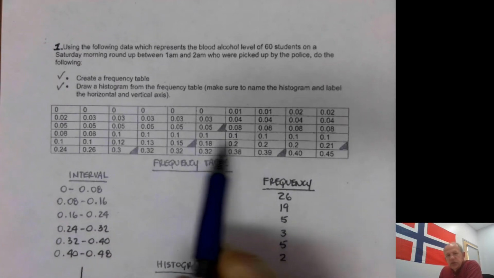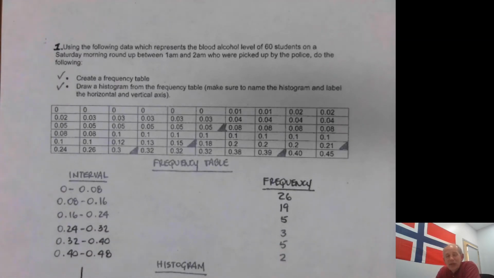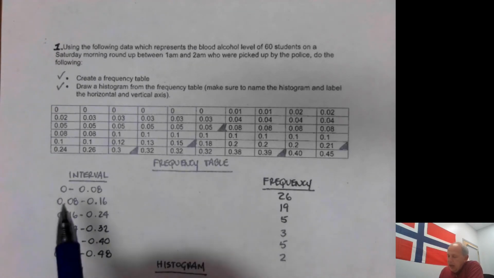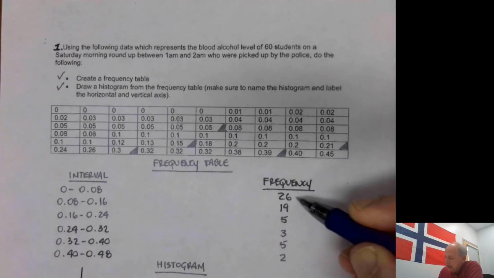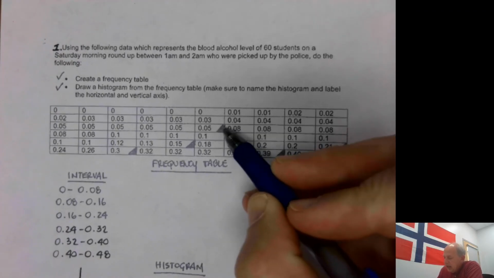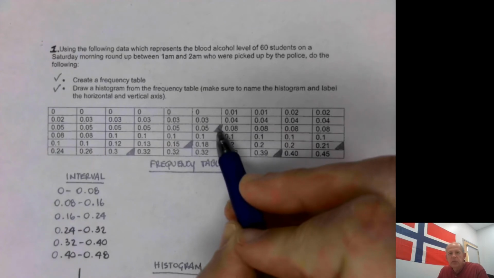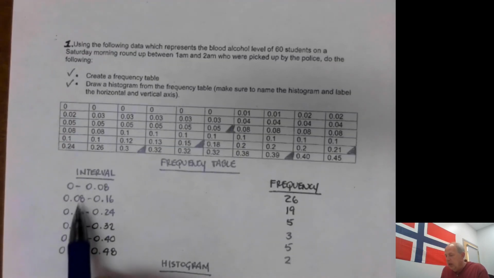You can see this giant data set does not really mean a whole lot in terms of being able to see trends. So putting together a frequency table and a histogram, making one of each, can really make this data sort of come alive, where you can see some trends pretty easily. The interval from 0 to 0.08, where people are defined as not intoxicated, there were 26 people in that group. So all of these people up to that little tick mark.